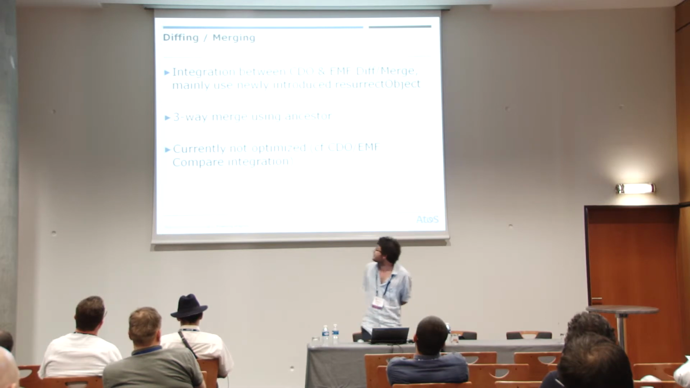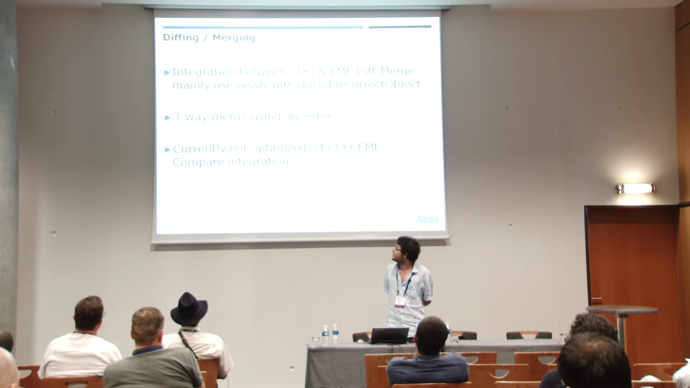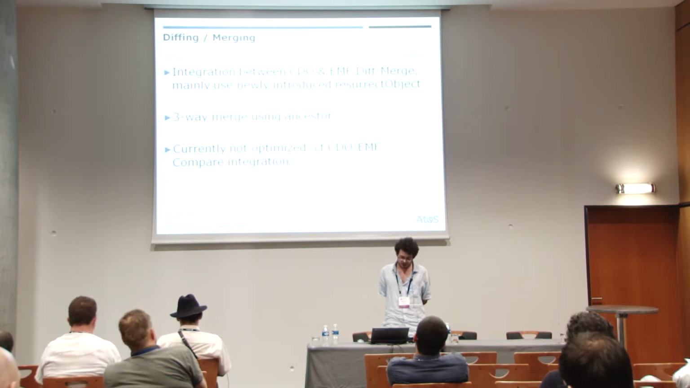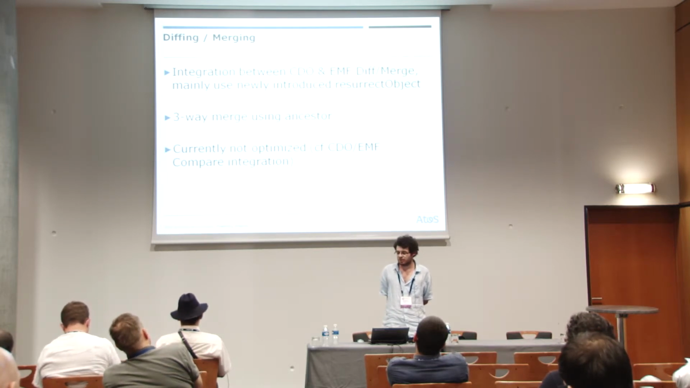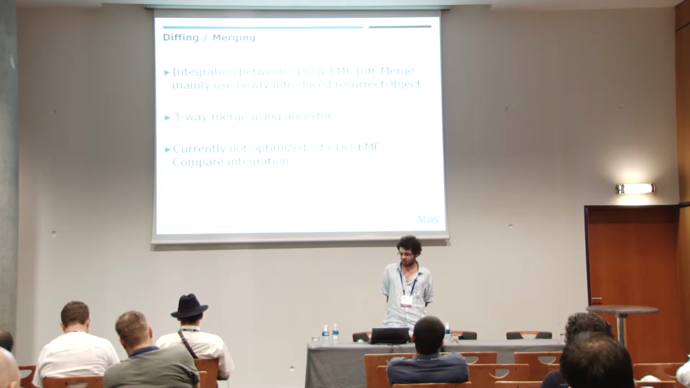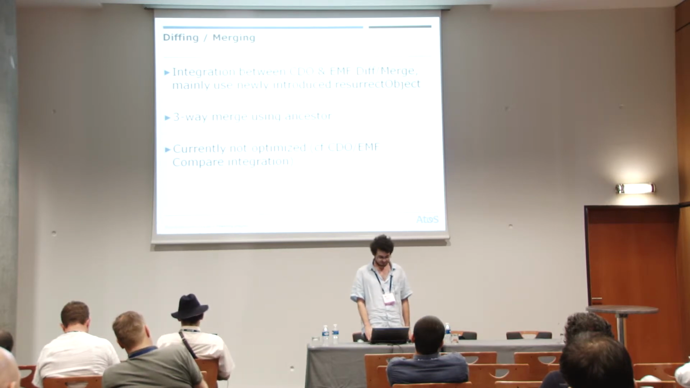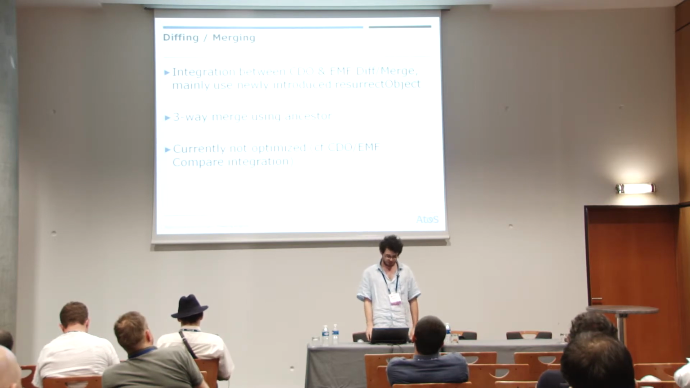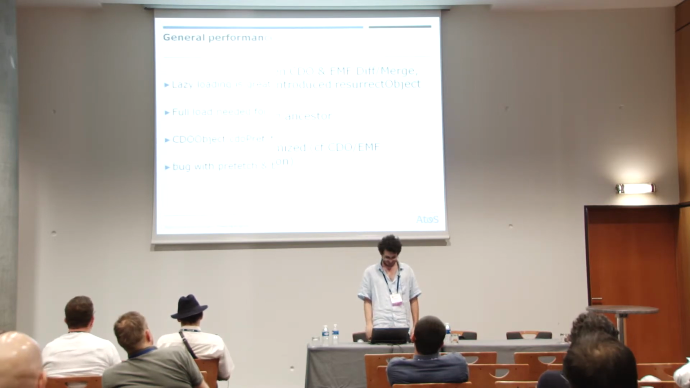Currently, it's not fully optimized compared to the CDO EMF Compare integration, because the CDO EMF Compare integration reuses some data from CDO. CDO can provide you a list of changed objects between two commits. So you can take these changed objects and optimize the differ, so it only goes through this set of objects. That has not been done currently because of lack of time.